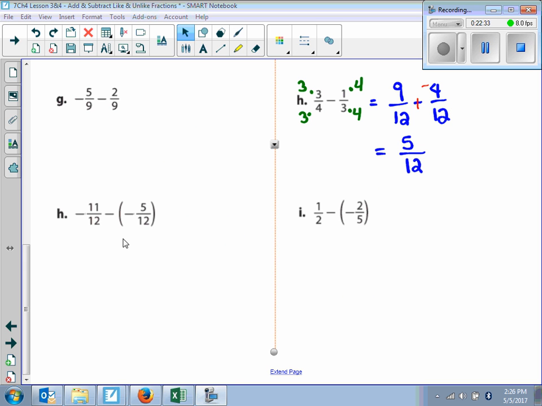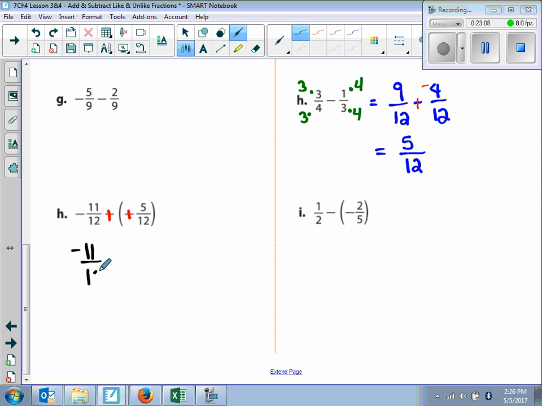All right, let's do these two examples down here. So this, again, is subtracting fractions. So here, we're going to use our leave it, change it. For the first one, we're going to leave the first fraction. We're going to change the subtraction to addition, and we're going to change the negative 5/12 to a positive 5/12. So now, if you rewrite, you'll have negative 11/12 plus positive 5/12.